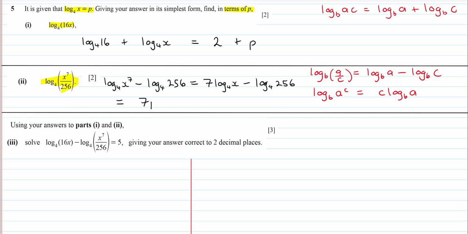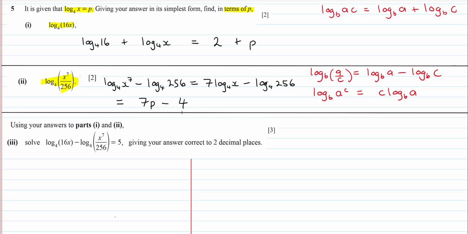That is equal to, well, log base 4 of x was just equal to p, so that first term is going to be 7p, and then minus log base 4 of 256. That's just saying 4 to the power of what is 256, and the answer is 4. So our whole expression is going to be 7p minus 4. So that is part 2.